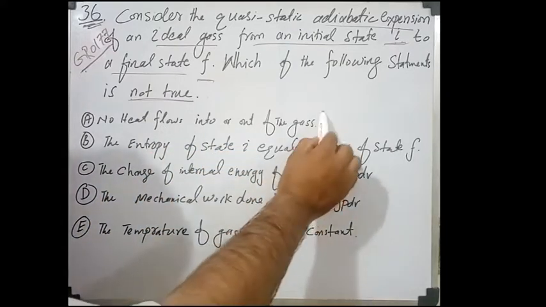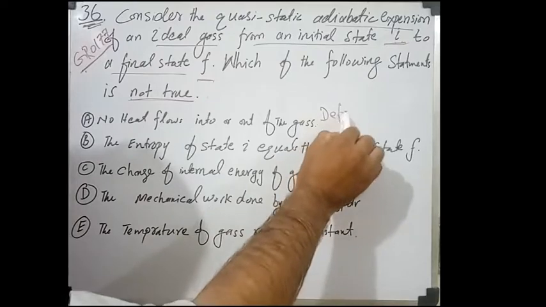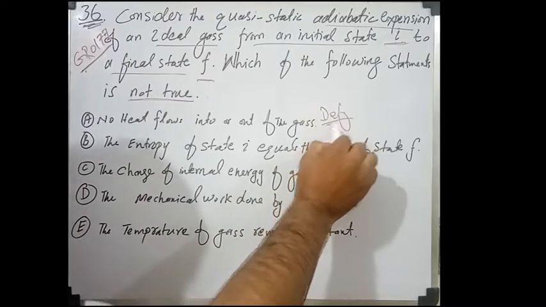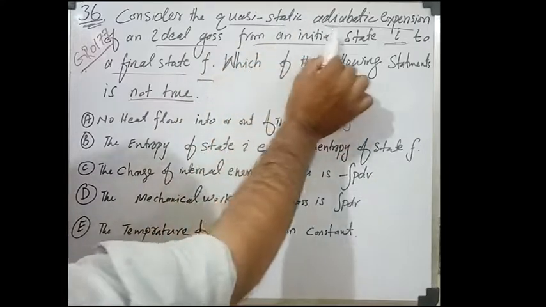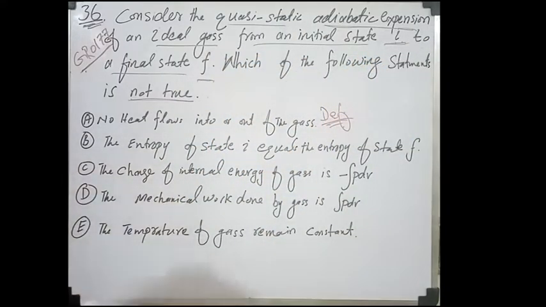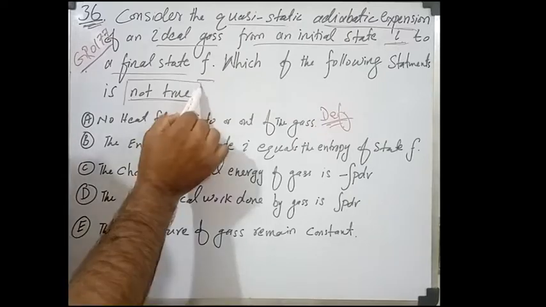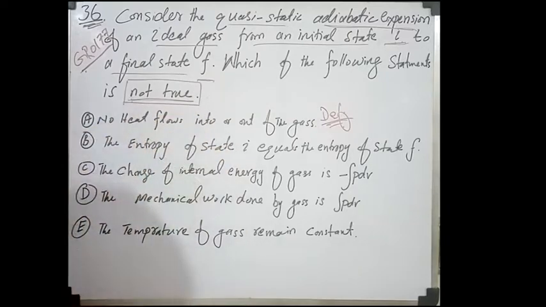This is the definition of an adiabatic and quasi-static process, that there is a very small change and the process is adiabatic, meaning no heat enters or leaves the system. Option 1 is true. We have to find the option that is not true.